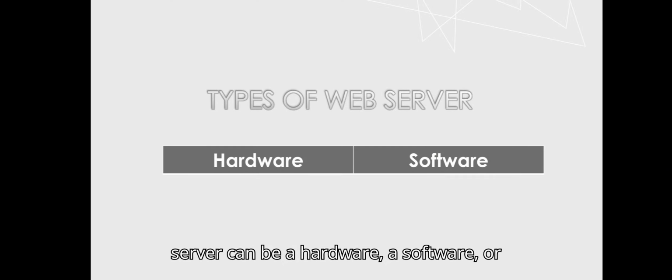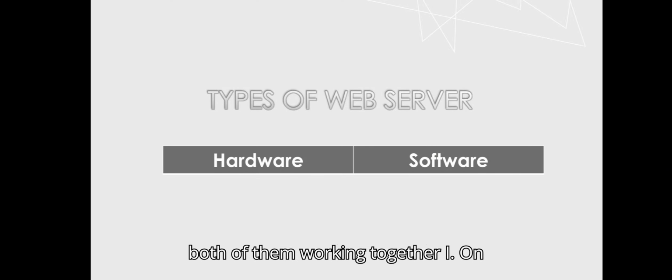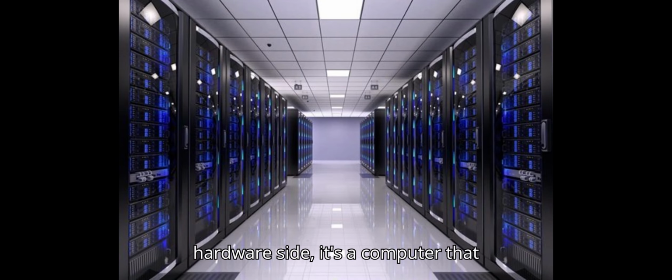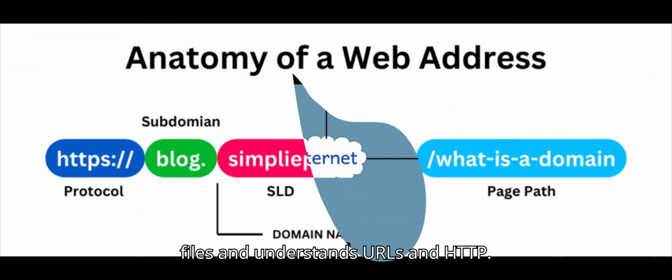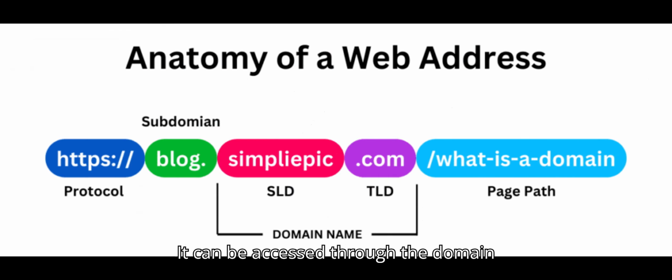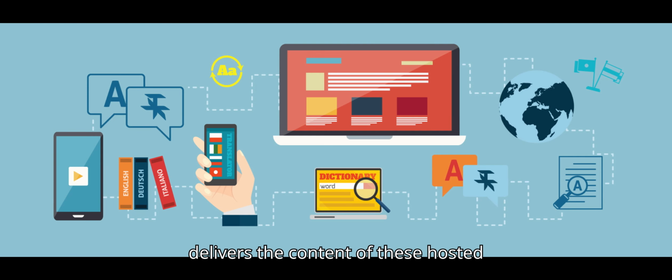A web server can be hardware, software, or both of them working together. On the hardware side, it's a computer that stores web server software and website files. It connects to the internet and supports physical data interchange with devices connected to the web. On the software side, it's an HTTP server that controls how web users access hosted files and understands URLs and HTTP. It can be accessed through the domain names of the websites it stores, and delivers the content of these hosted websites to the end user's device.